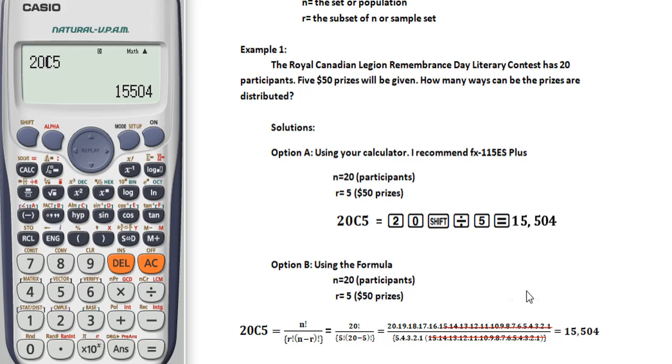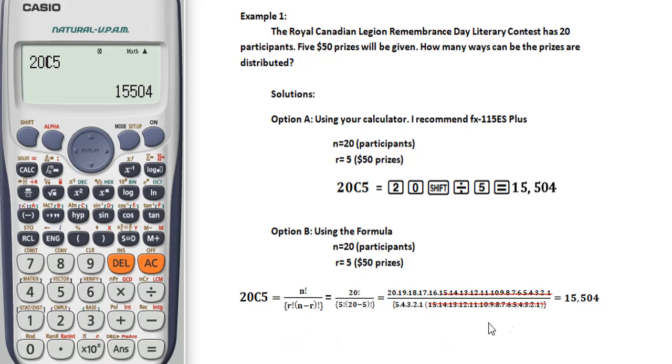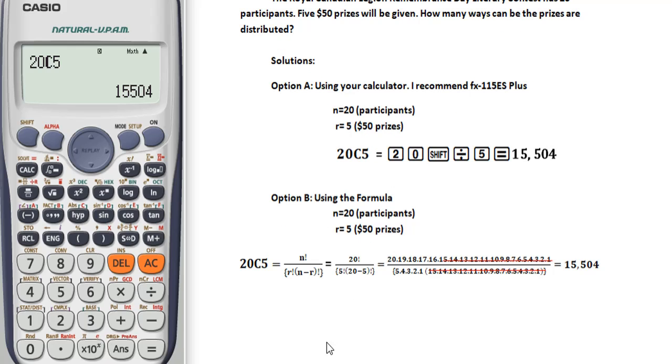And of course, for option B, using the formula or the longer solution, 20C5 equals 20 factorial all over 5 factorial times 20 minus 5 factorial, to get 15,504. Again, you have the option to use option B, but I recommend using option A, just using our calculator.